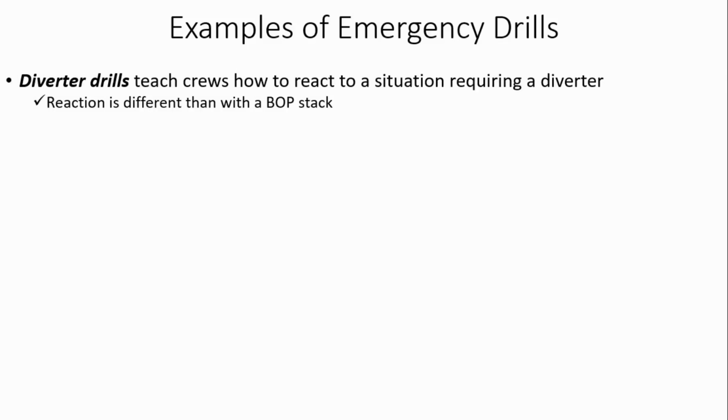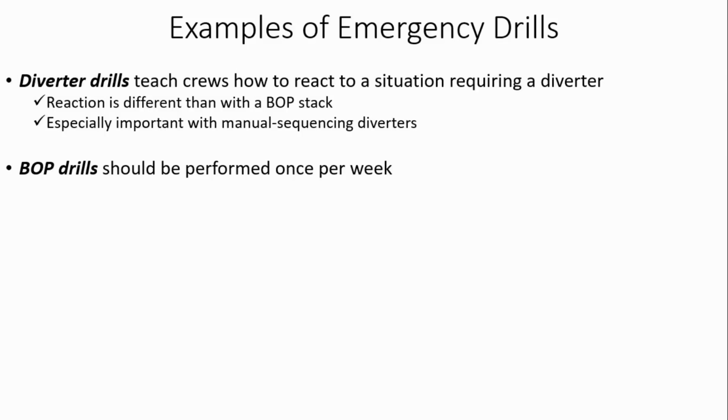But that's only appropriate if you have a BOP stack in place. If you only have a diverter, then you're wasting time and you're making things worse. So your first thing should be to manipulate your diverter. And so if you're drilling with a diverter, you need to be doing diverter drills, and you need to keep on repeating them until the crews instinctively use the diverter instead of doing a flow check. So the reaction is different, and so we should be teaching them that. This is especially important with a manual sequencing type diverter. The reason is that they require a little bit more skill to operate, and so we should be practicing on that.